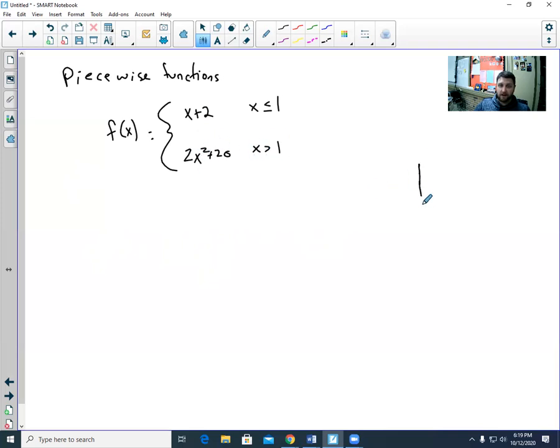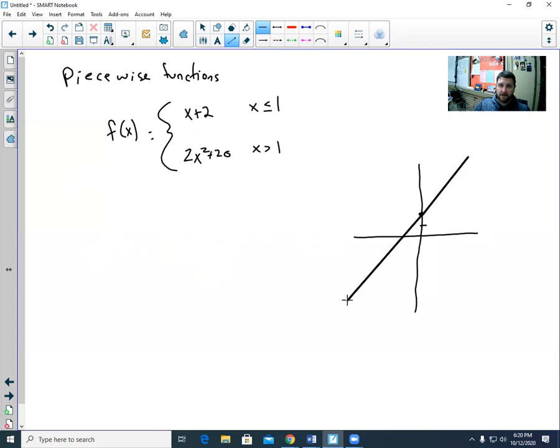Now, if I look at this on a graph, and I apologize, I'm not going to be able to graph this extremely well, but the function x plus 2 is going to look like this. It's going to go up 2, it's going to have a dot here, and then I'm going to go up one, right one, up one, right one, and I'm going to go down and over the same exact way. So I'm going to have a function that looks like this.